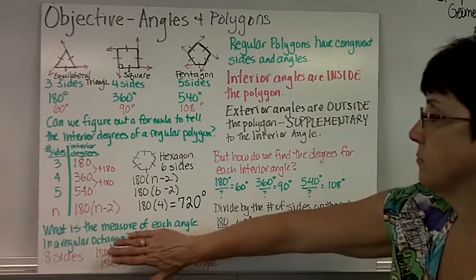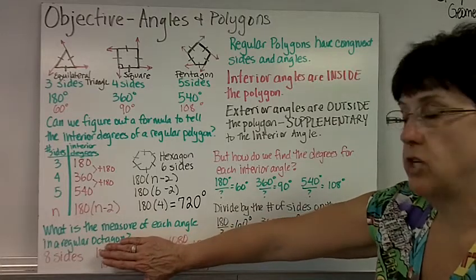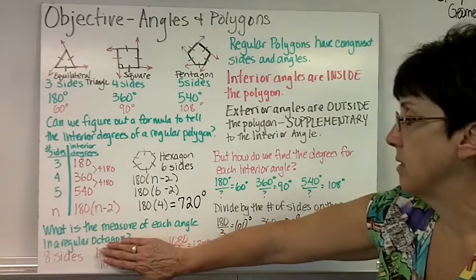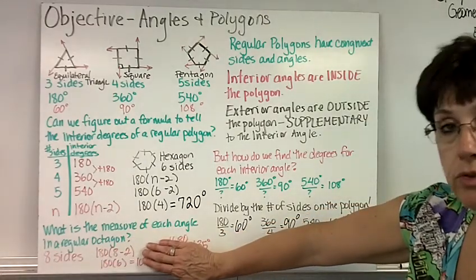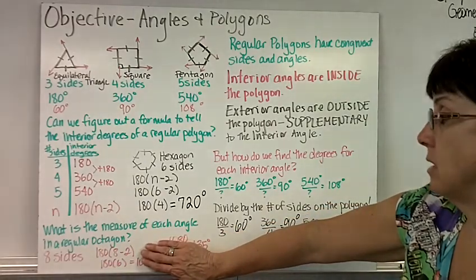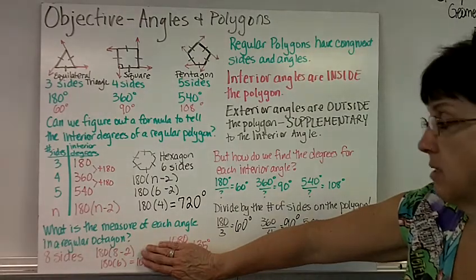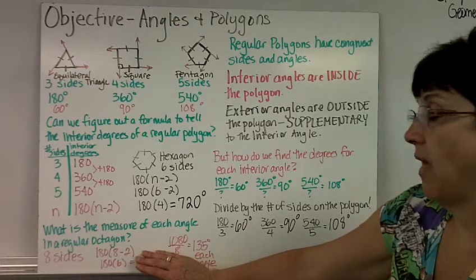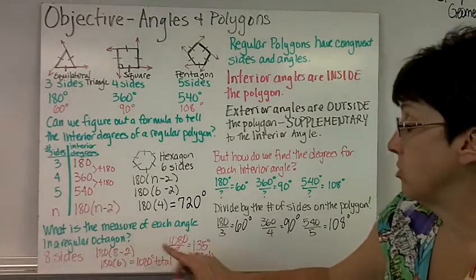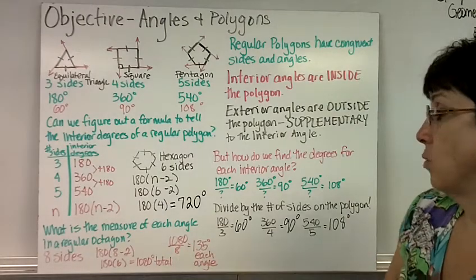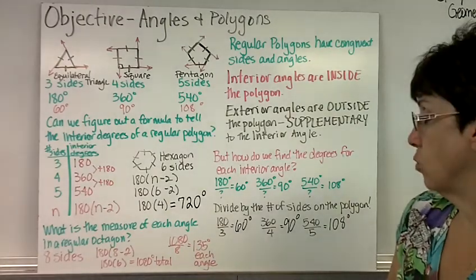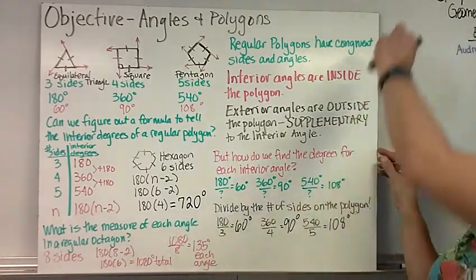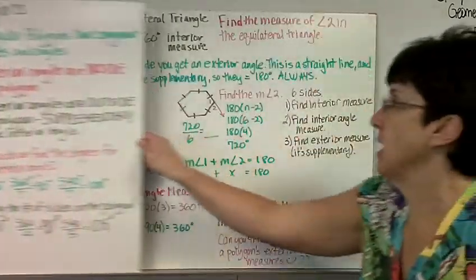Let's do a little problem. What is the measure of each angle in a regular octagon? Well, an octagon has 8 sides. So I do our formula, 180 times 8 minus 2, which is 6, is 1080 degrees. And that's for the total octagon. So now just divide it by the number of sides. 1080 divided by 8 gives us 135 degrees for each angle. All right, now let's talk about the exterior.